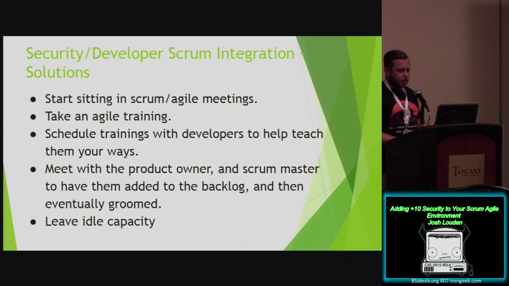meet with the product owner and the Scrum Master to add these to the backlog and then eventually get them groomed. Some security fixes might not be immediately within the scope of the current project, so they might not get fixed as quick as you want. Sometimes leave idle capacity to allow developers to handle a crisis, or if issues need to be fixed but have not been groomed, or if they don't have acceptance criteria.